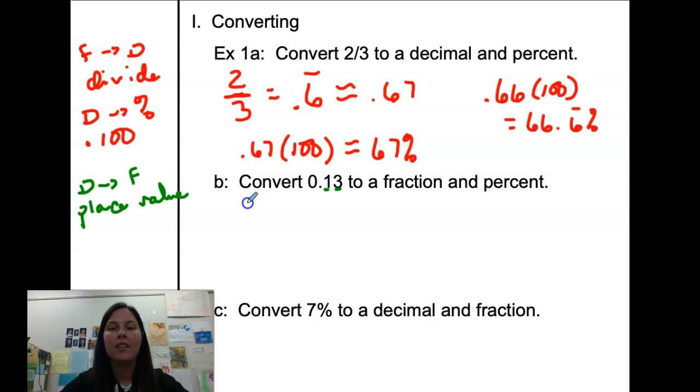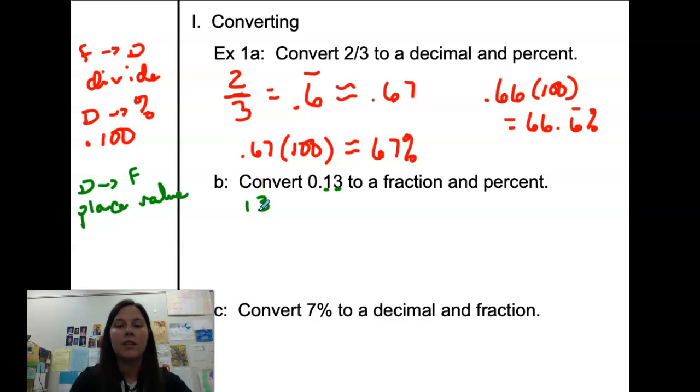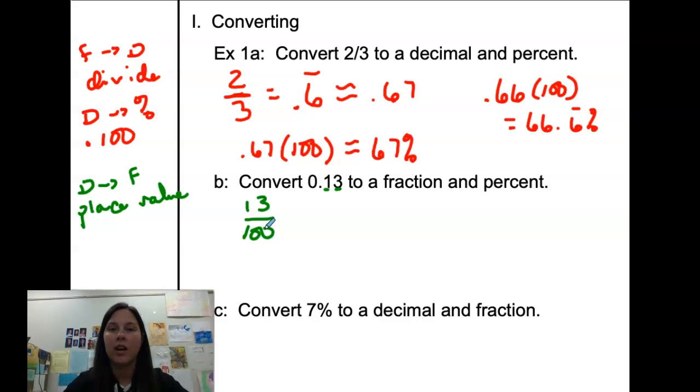So we have the number 13 hundredths. So we literally write it as 13 out of 100, and that's how we get the fraction. I would like you to check to make sure that your fraction is in simplest form. In this case, 13 over 100 is simplified. Depending on the calculator you have access to, it will simplify for you.